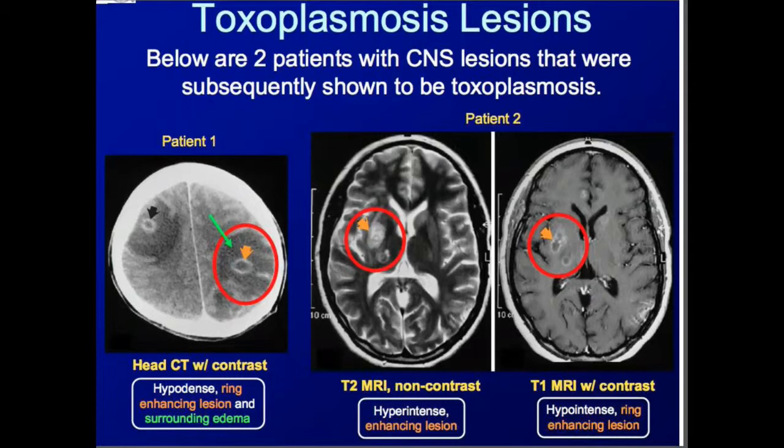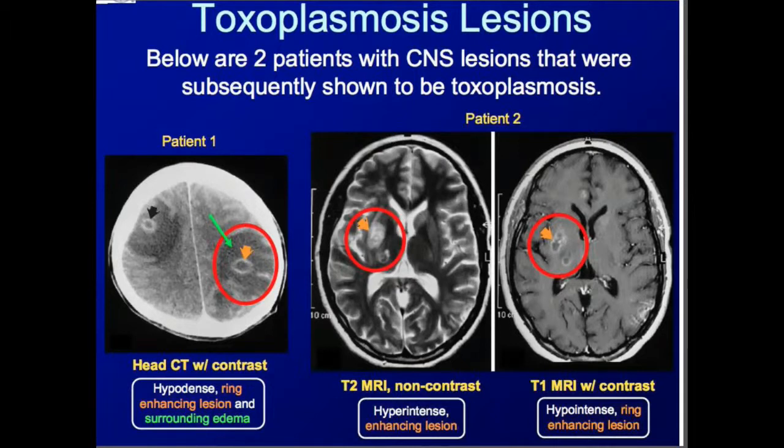As you can see, there are two patients with the CNS lesion. The first patient on your left side is in the imaging study with the CAT scan, because you can see the bone window. This is a CAT scan of the head with IV contrast. You can see hypodense lesion with the ring enhancing lesion with the surrounding edema. So this is typical for toxoplasmosis. I would say about 90% of brain lesions with toxoplasmosis are ring enhancing lesion.